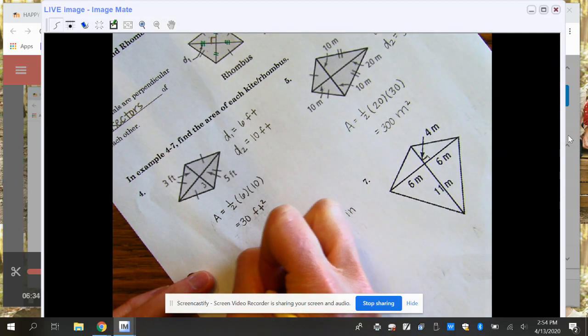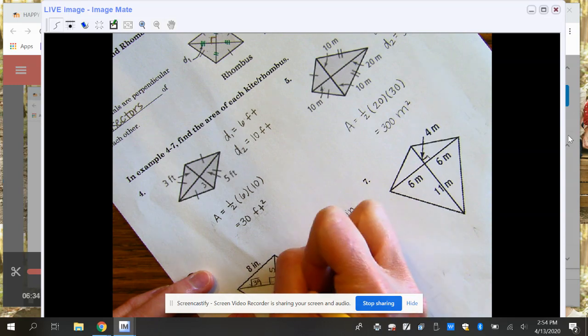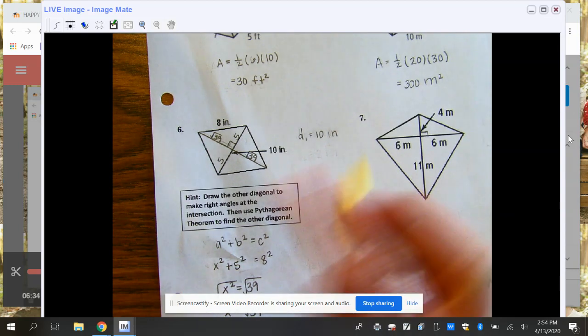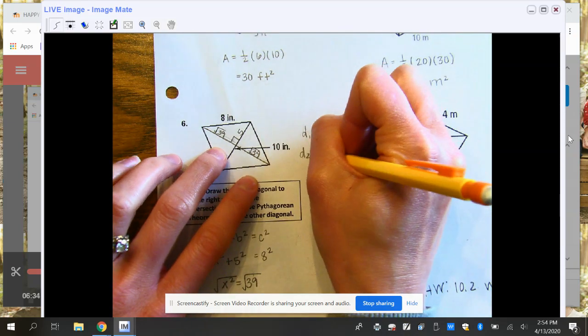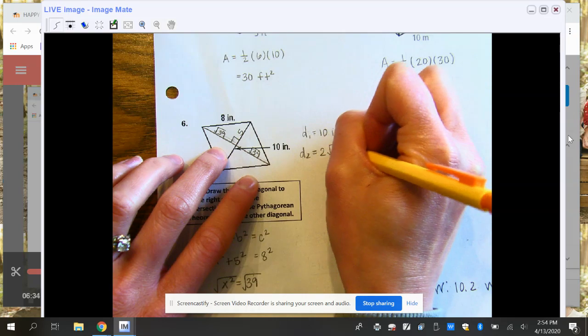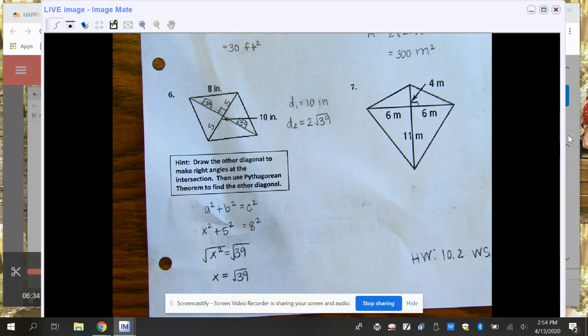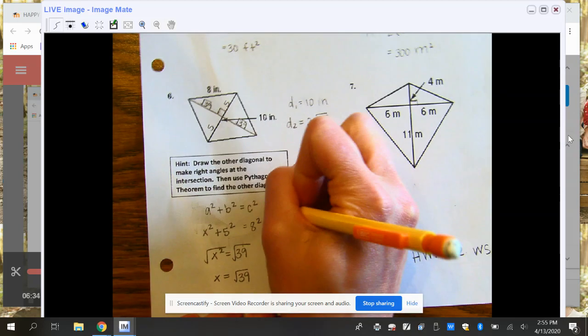And so that is only this piece, though. So that means that this is also radical 39. So that second diagonal, if there's 2 of them, is going to be twice as big. So it's just like if you multiply 5 times 2. We're going to keep it as a radical.